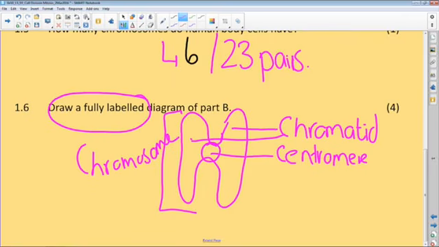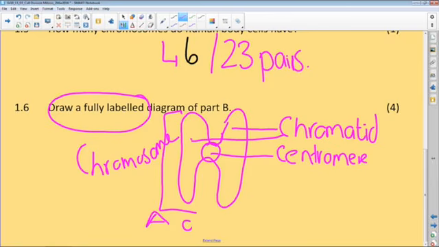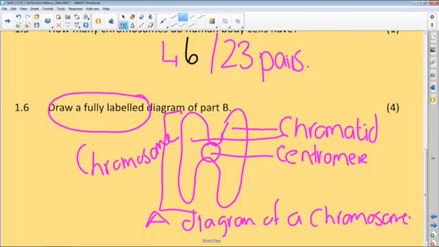Now it's a diagram. They might not be too finicky, but when you do a diagram, I want you to put a heading, or you can put it underneath: a diagram of a chromosome. Because you've told us that you know what part B is, and you should have known it from doing your labels as well. Here you've got a chromatid, a centromere, and a chromosome, and you have drawn it correctly. Our time is almost up.